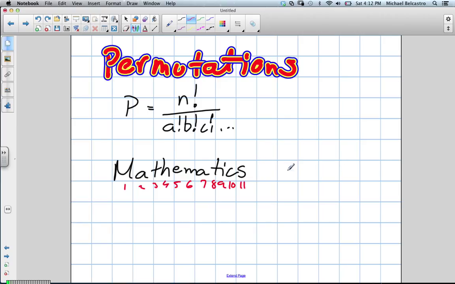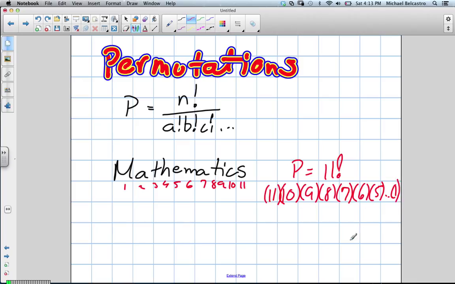So essentially, if there were no redundancies, we'd be looking at our permutation being 11 exclamation mark, essentially, right? And what that really represents is just 11 times 10 times 9 times 8, dot, dot, dot, all the way down to 1. We multiply all those numbers together, and that tells how many there are. But we have redundancies, like we said. For instance, there are a pair of A's, a pair of M's, a pair of T's. Okay? Anything else? No, everything else is the same.